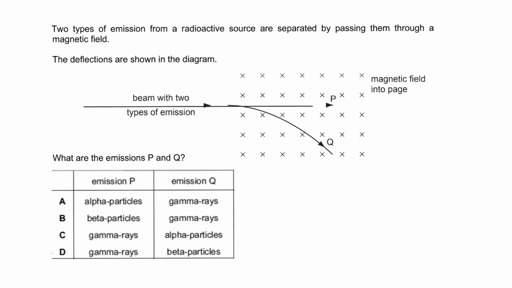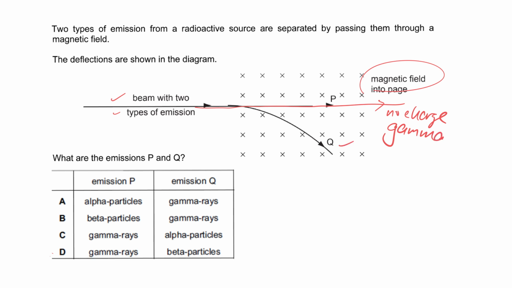All right. So for the last question, you have an emission. There are two types of emission, shown by the two separate paths here, and they ask you what are the emissions P and Q. This one is very straightforward, because P just goes straight without any deflection by the magnetic field. That means to say it has no charge, therefore it can only be gamma rays.